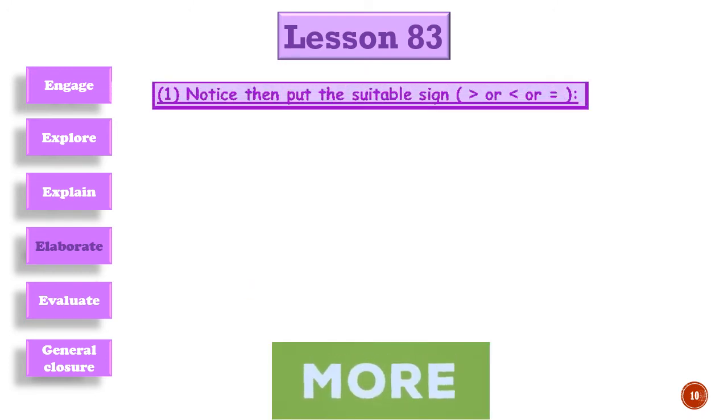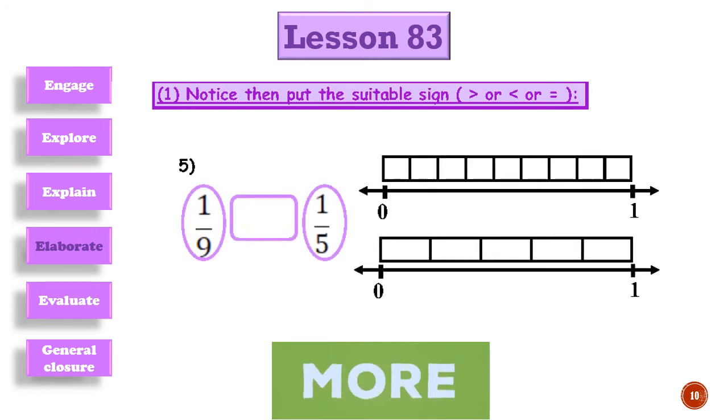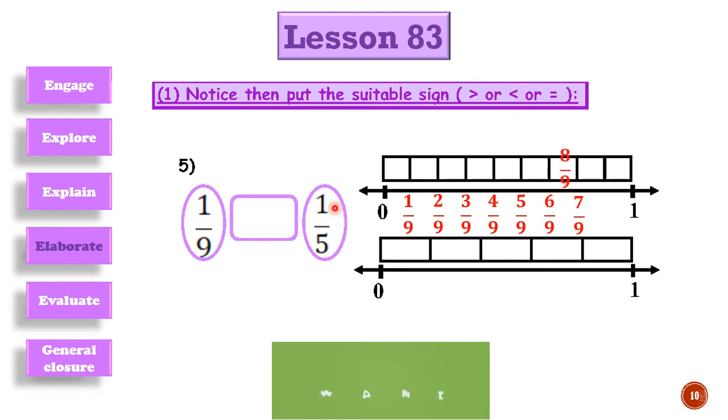Now let's go to the next one, number 5. We have nines here and fifths here. We want to represent the nines and the fifths in these number lines. Nines means distribute this number line into 9 equal parts, and each part is a nines. Nines, 2 nines, 3 nines, 4 nines, 5 nines, 6 nines, 7 nines, 8 nines, and the whole one here is 9 nines. And the nines only will be this part only.